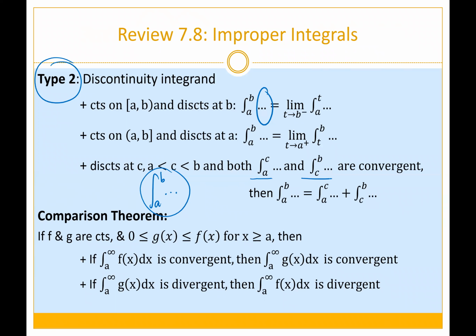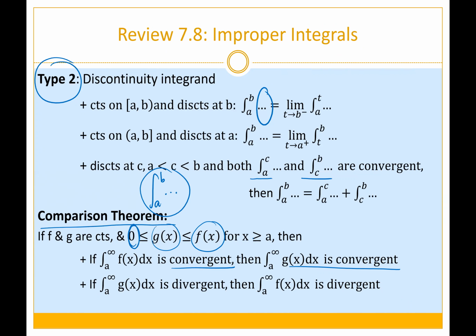Then we have something called the comparison theorem. If f and g are two continuous functions, and g is smaller than f and bigger than 0 for x bigger than a, then if the integral from a to infinity of f(x) dx is convergent, then the integral of g(x) is convergent. Basically it's saying if the big thing is convergent, the small thing is convergent. Remember, it has to be positive. And if the small thing is divergent, the big thing has to be divergent as well.